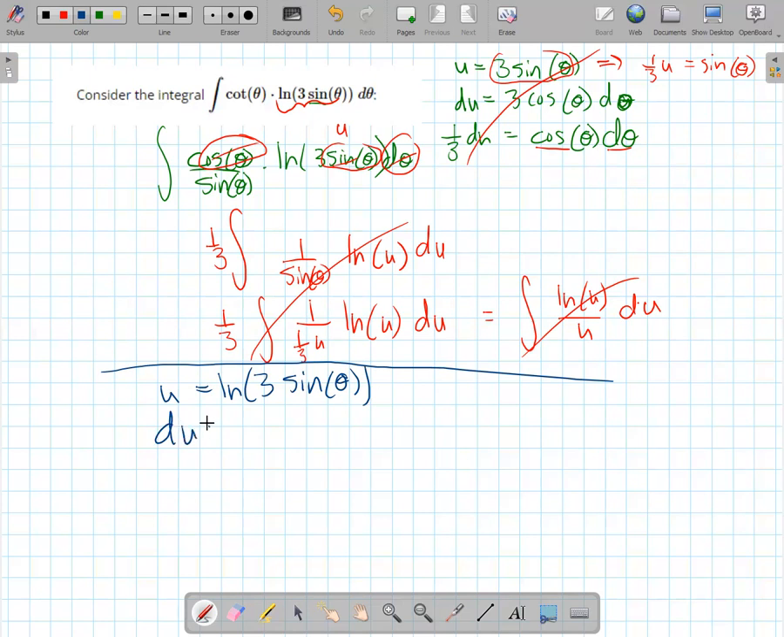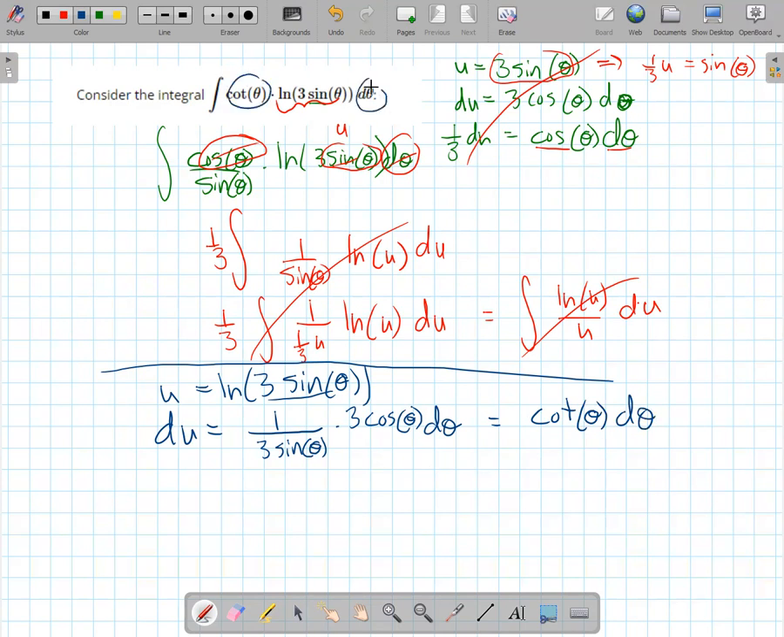So then my du, let's see, derivative of the natural log is 1 over whatever was inside. What was inside was 3 sine theta. And then the chain rule says I got to multiply by the derivative of what was inside. Derivative of 3 sine is 3 cosine. And let's not forget the d theta. The 3's cancel. Cosine over sine is cotangent. Holy crap. This looks like it's going to work because I do have a cotangent d theta right there.